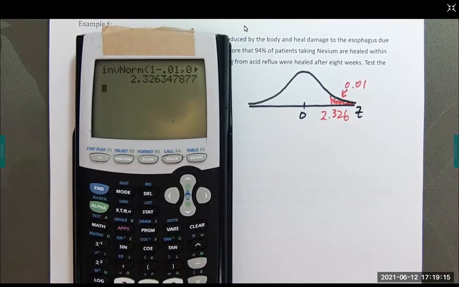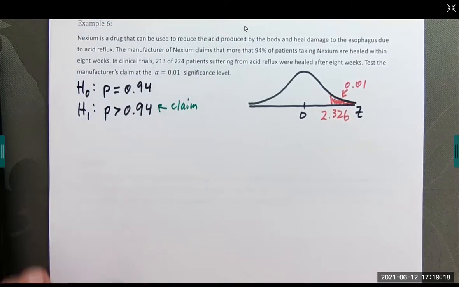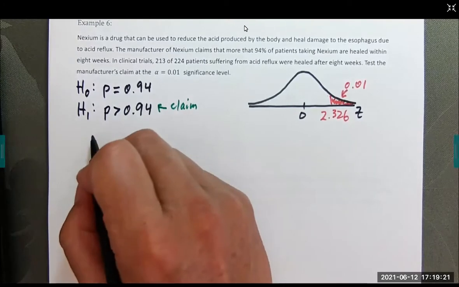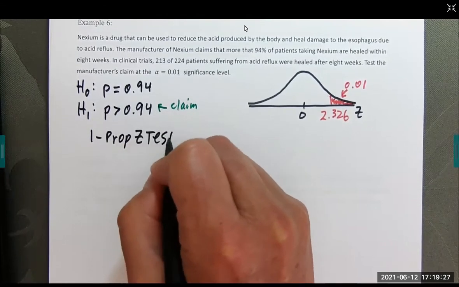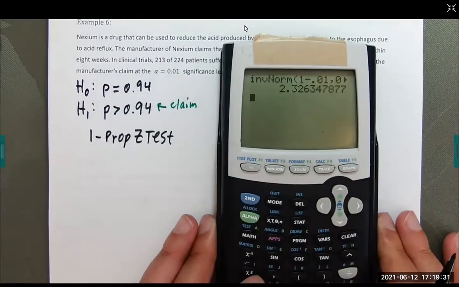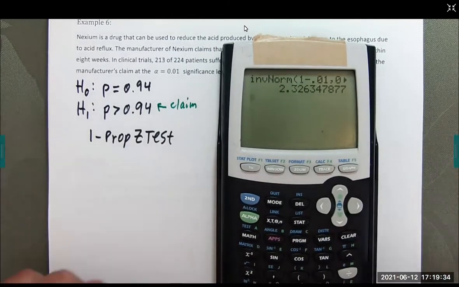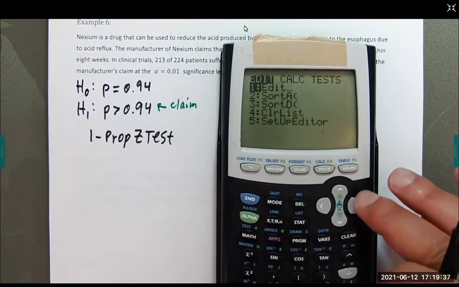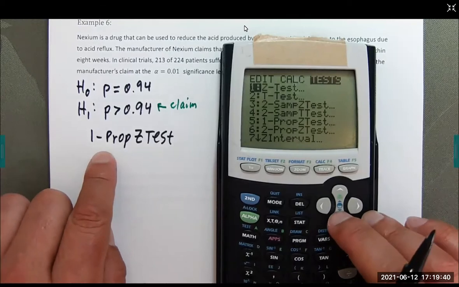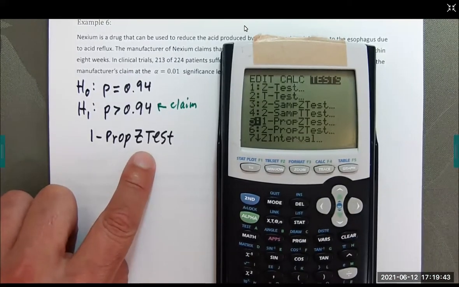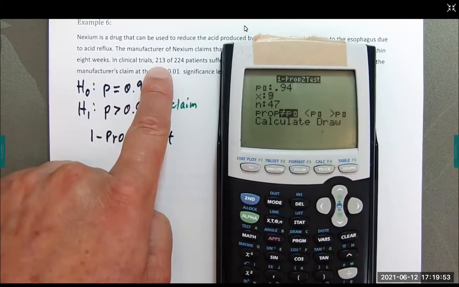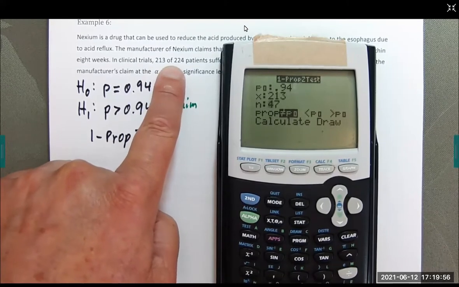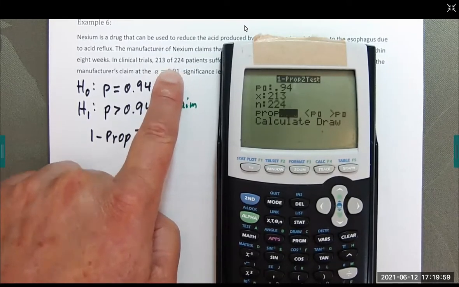Whether our test statistic is going to be in there or not in there, that's going to be our next piece. Next up, we're going to run a 1 proportion Z-test. Most of these tests, and even confidence intervals and so on, are going to be under stat, under tests. You can see this is a 1 proportion Z-test. P is 0.94. X is going to be the numerator, that's the 213. N is just regular old n, that's 224. And in this case, it's greater than.